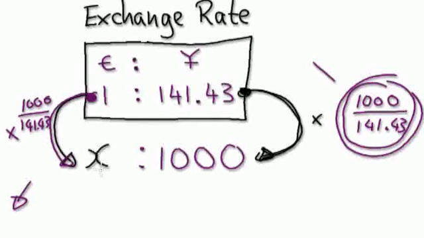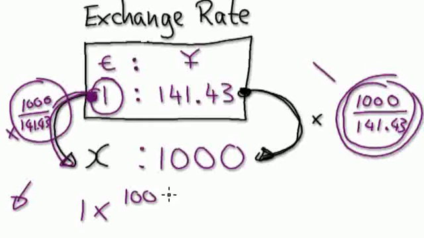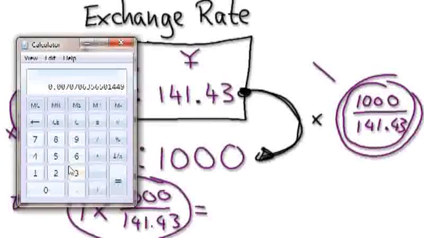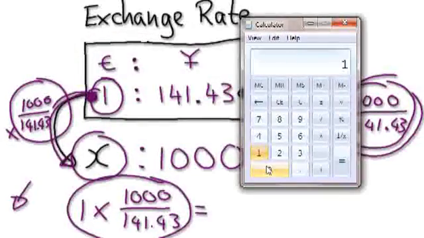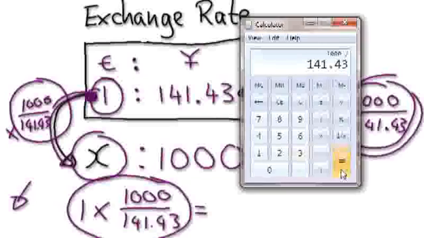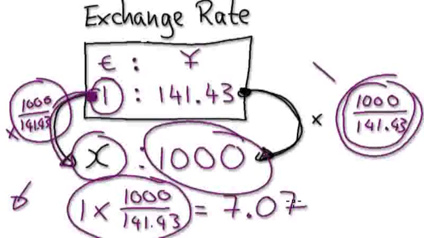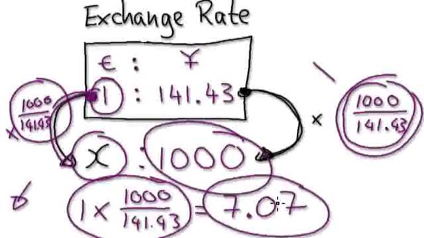So to find out x, you start at the 1 and times your multiplier, 1,000 over 141.43. Basically x equals this thing here. Let's jump to a calculator. It boils down to 1,000 divided by 141.43 equals 7.07. So with 1,000 yen, you will be able to exchange it for 7.07 euros. Okay, so this here would be your answer.